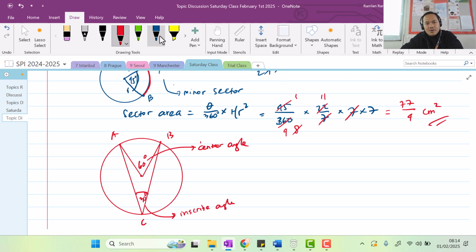Now let's say I have another point between AB. Let's say I have a point over here. Let's say that is point A. Now I'm going to drag another line from here to here, and then from here to here. Now, what if I want to know this angle over here?